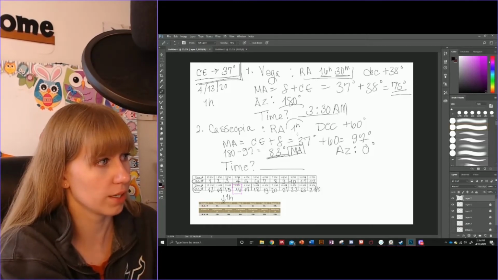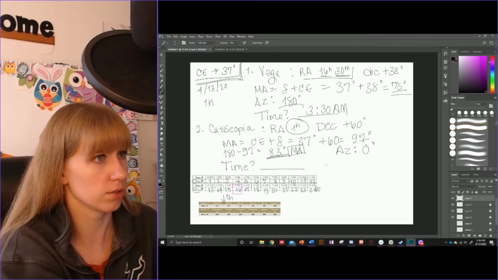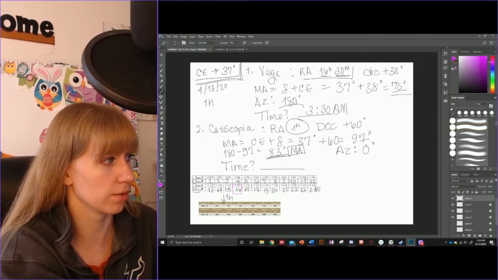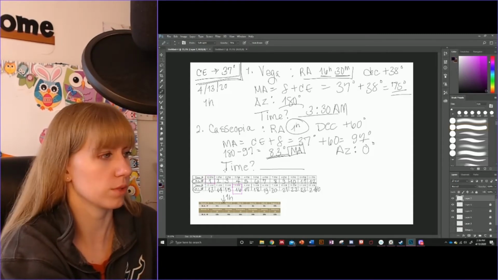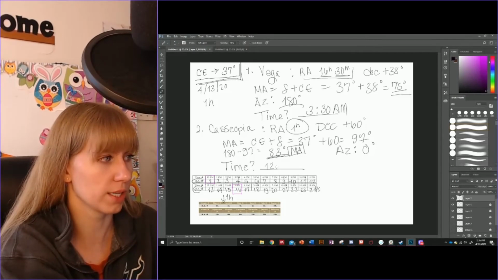Alright, so now let's figure out what time we will reach that maximum altitude. Cassiopeia has a right ascension of 1 hour. So let's go ahead and find 1 hour on the right ascension table. Up, 1 hour right here. Oh, look at that. It will be showing up at exactly noon, which is when our sun will also be at its highest point.